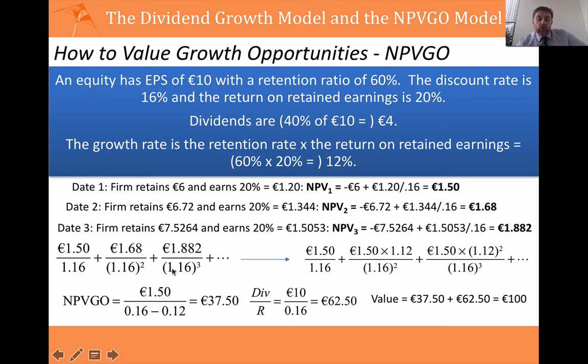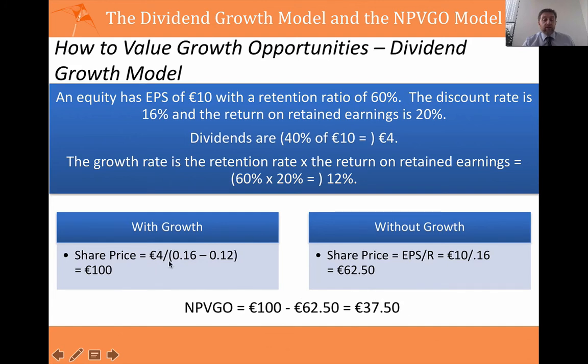Now you might say, well, okay, where are we going with this? Well, if you look carefully, all we're doing here is growing this €1.50 each time by 12%. So what we've got here is a growing perpetuity, similar to what we did with the dividend growth model. Do you see that? So it's 1.50, that's growing. Given it's a growing perpetuity, we can use the growing perpetuity model to calculate the net present value of the growth opportunity. So that's €1.50 divided by the discount rate minus the growth rate. And we get a net present value of growth opportunities of €37.50.